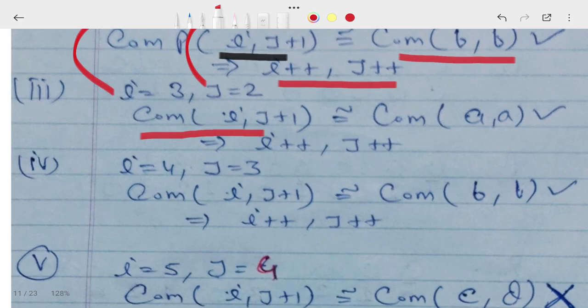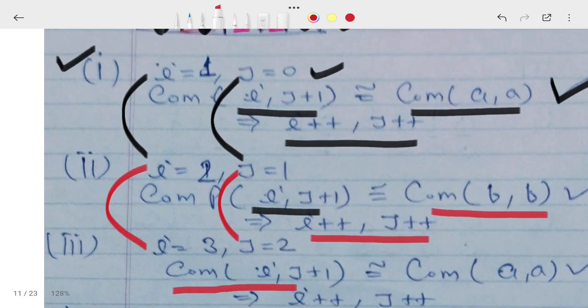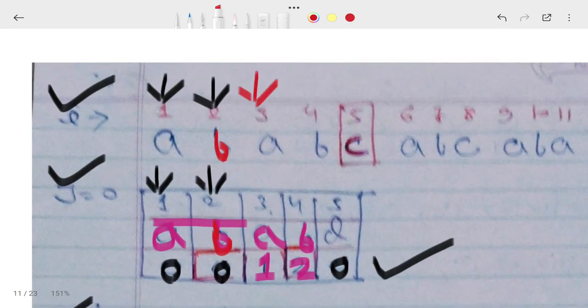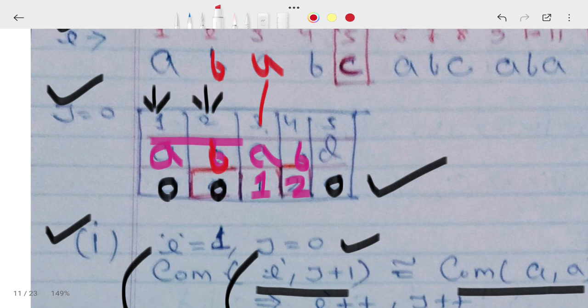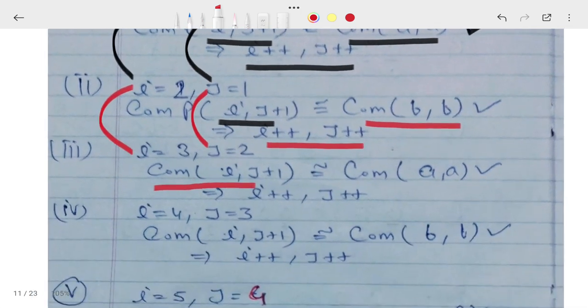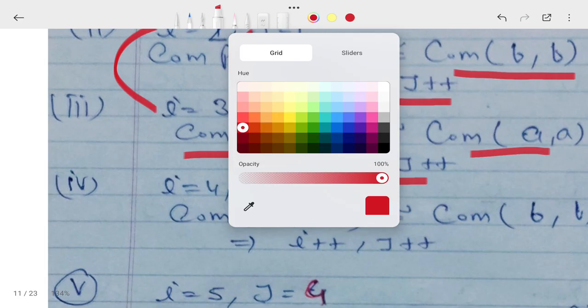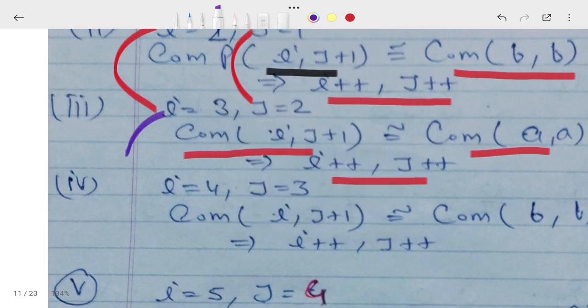Okay, so now what is I? I is equal to 3, which means I am here. So this is A. I will compare this A and A. So both are matching, so I plus plus, J plus plus. The meaning is I will increase I and I will increase J. So I is equal to 4, J is equal to 3.